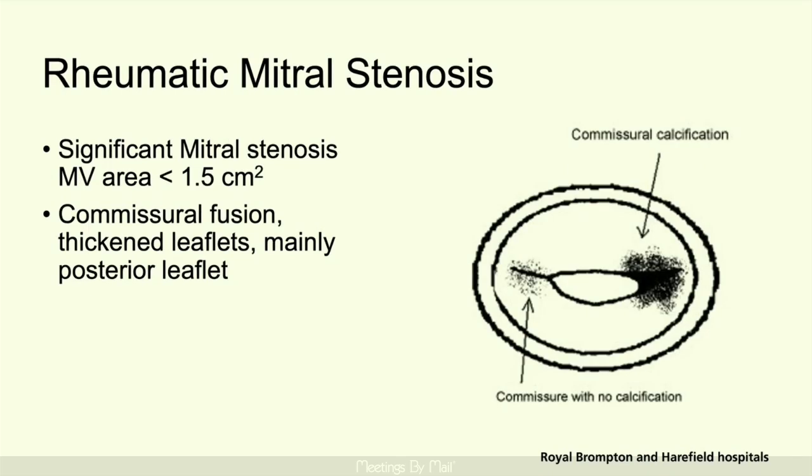So rheumatic mitral valve stenosis is usually characterized by fusion of both commissures. And you can see here that the commissure on the left is a typical fibrotic fusion, and on the right, the fusion complicated by some calcification. So the presence of calcification makes it more complicated to treat with percutaneous techniques.